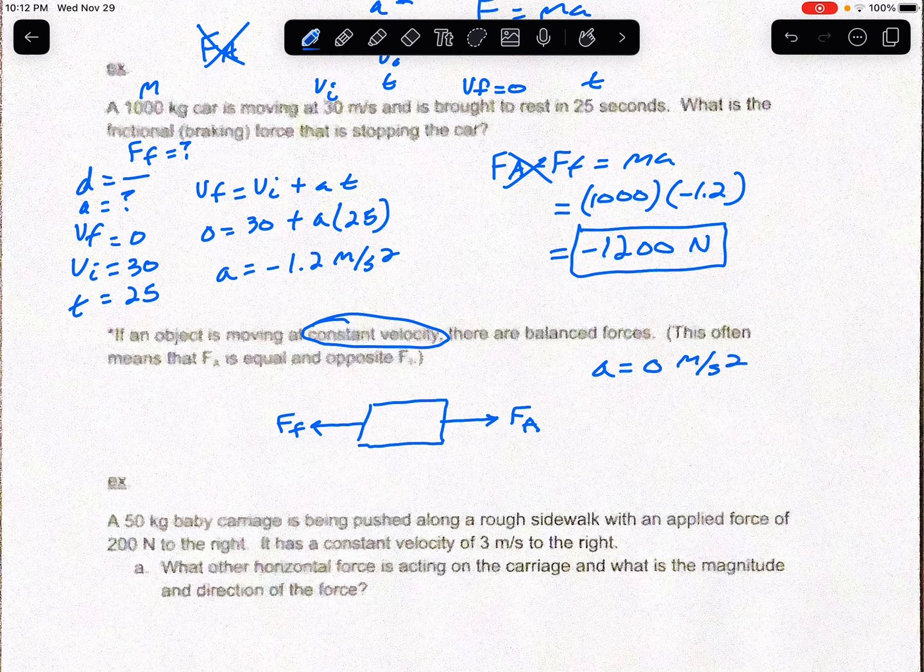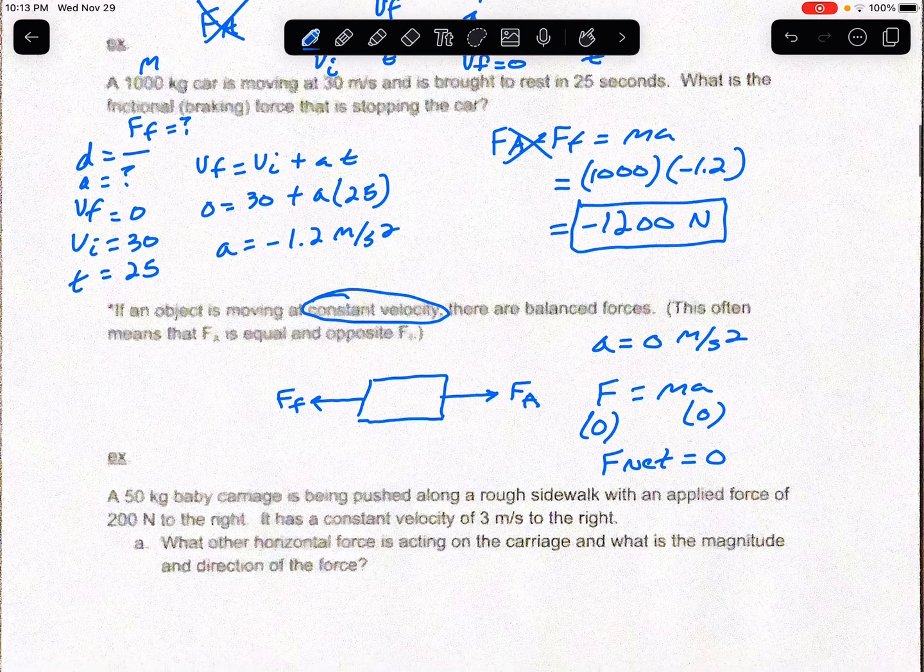Okay, and if we look at this equation F equals MA, if A is 0, that means anything times 0 is 0. So therefore, your net force has to be 0. Okay, so anytime acceleration is 0, that means your net force is 0. That means you could either be sitting still, or you could be moving at a constant velocity where your FA and FF are balanced. So those are both scenarios where F net could be 0.